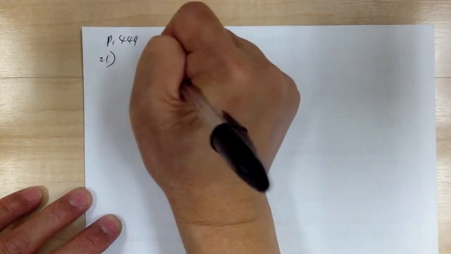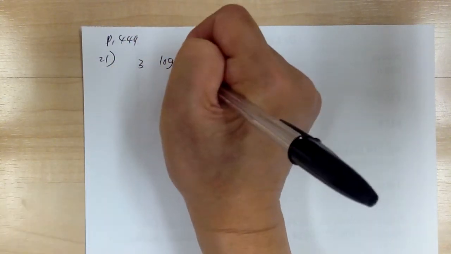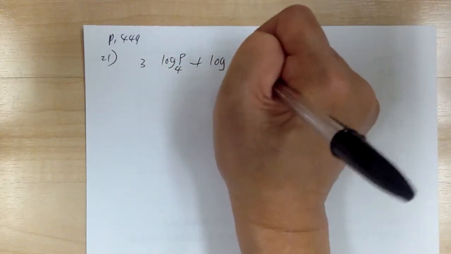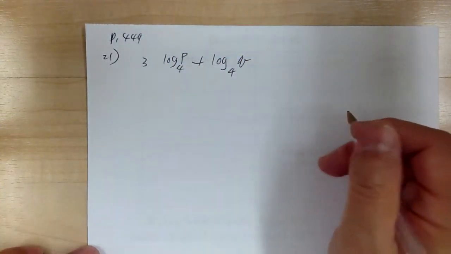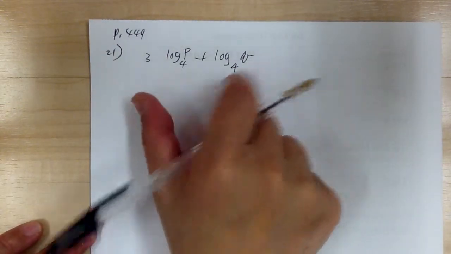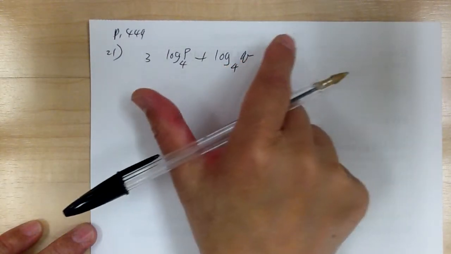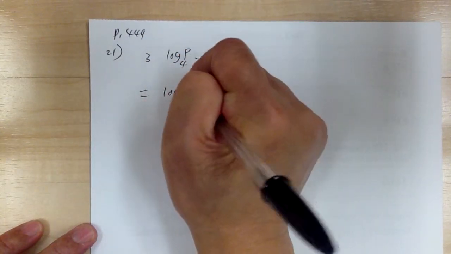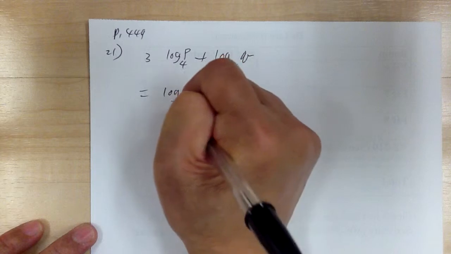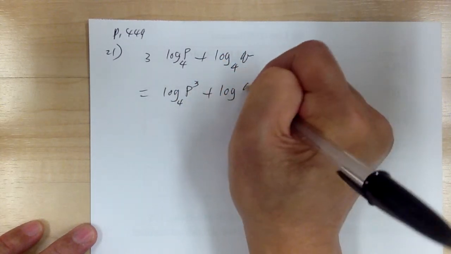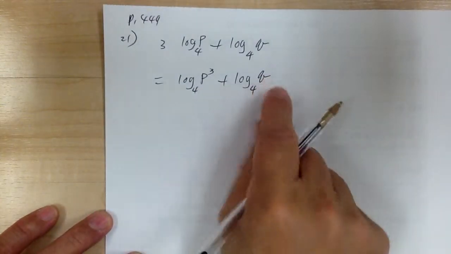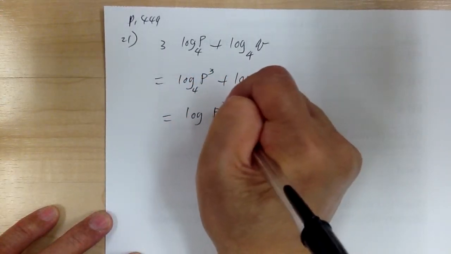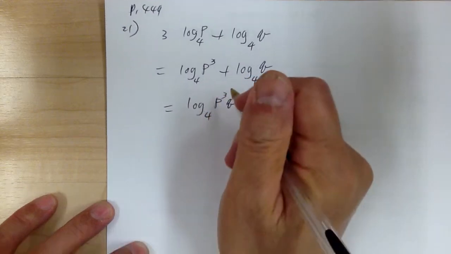So you got 3 log p base 4 plus log q base 4. Okay, so now it's a reverse. You have to combine it into 1. Before you separate, now you combine. So first you have to get this in. So it becomes log of p to the 3 base 4 plus log of q base 4. So now to combine this together, you multiply, right? So this becomes log of p to the 3 q base 4.